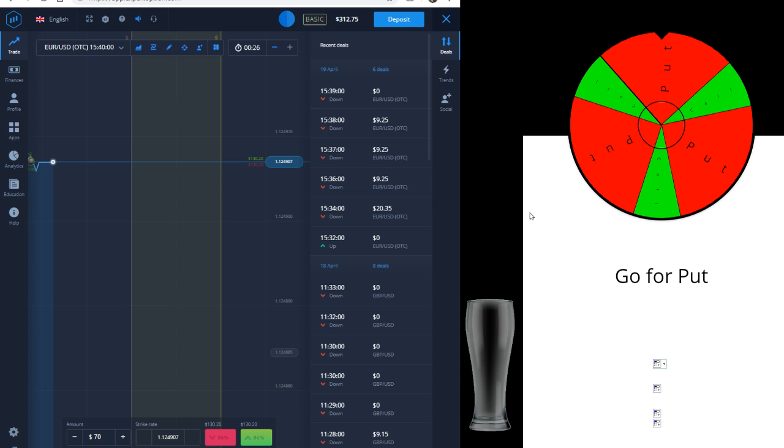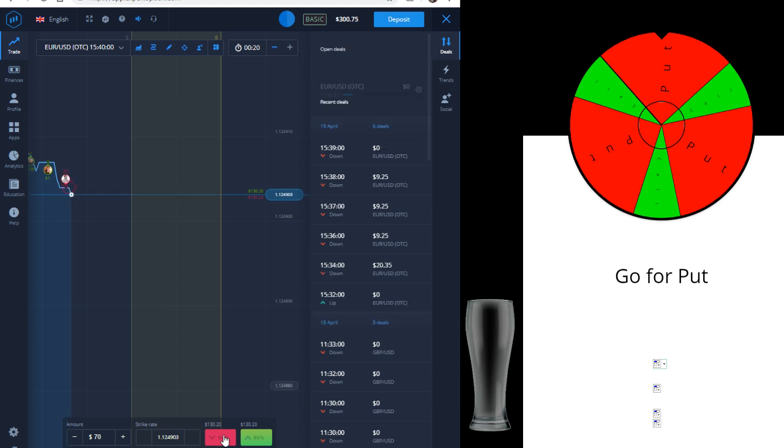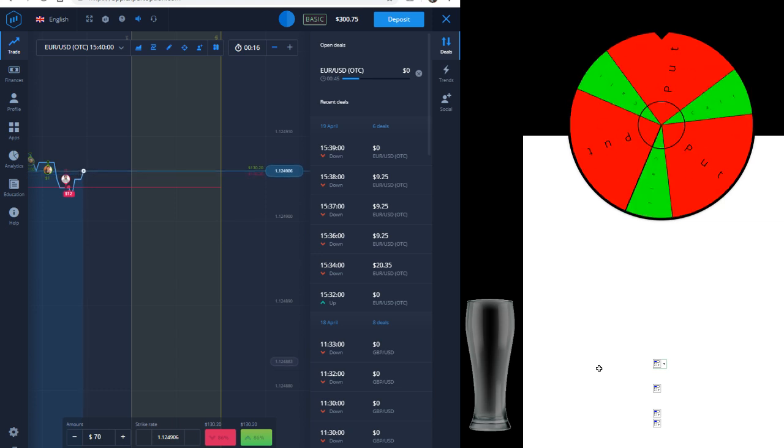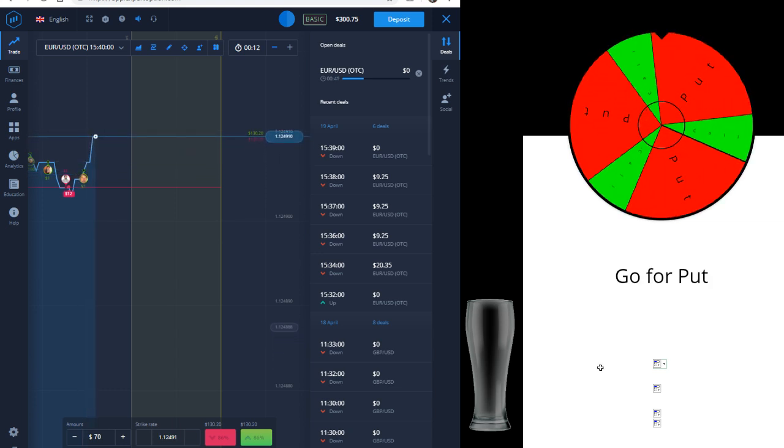Okay, so now I have to take a $12 trade because we lost that one. Downwards again. I just like to have the wheel spinner for fun.